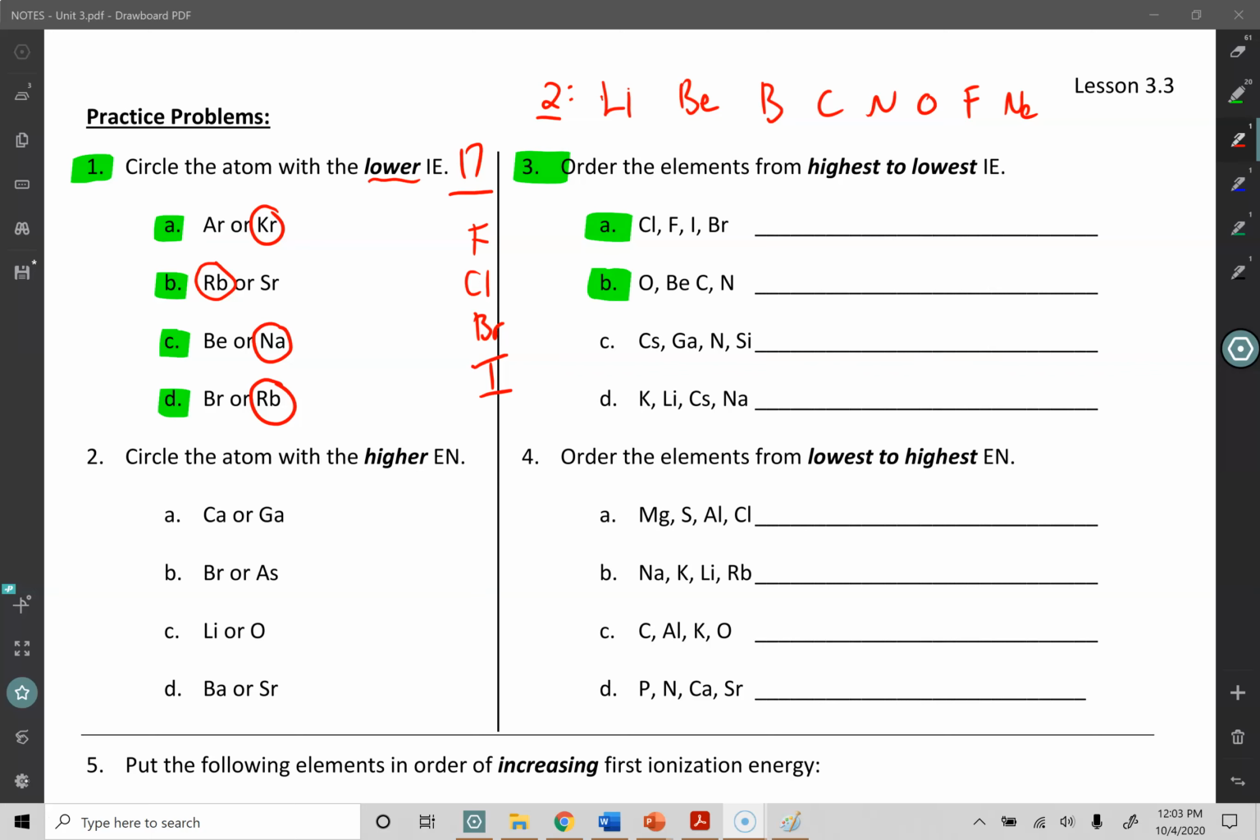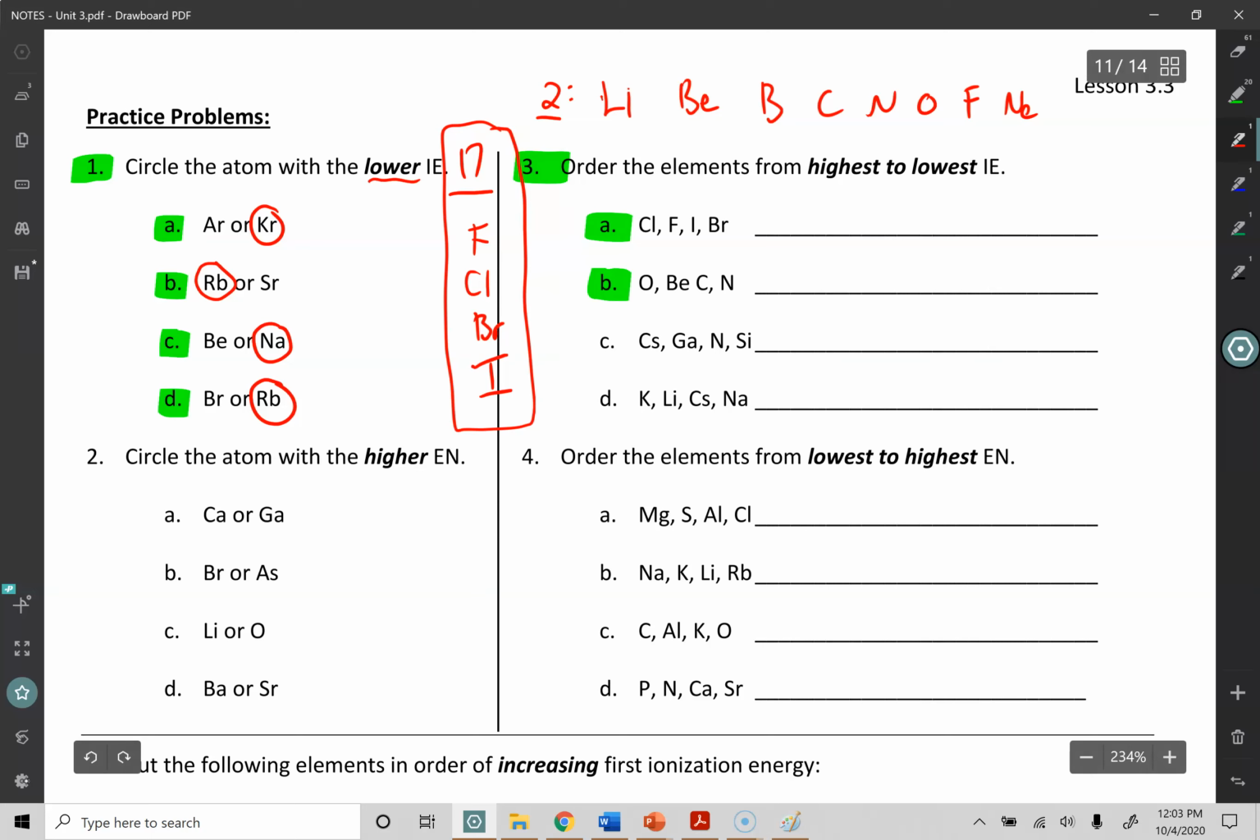So for question 3A, we want to go from highest to lowest ionization energy. If you found those four elements, you notice that they're all in the same group, group 17. We know that ionization energy decreases going down a group. So the element at the top of the group, in this case F, fluorine, has the highest ionization energy, then chlorine, then bromine, and then iodine. So highest to lowest. Question 3B talks about four elements that are in the same vertical column.